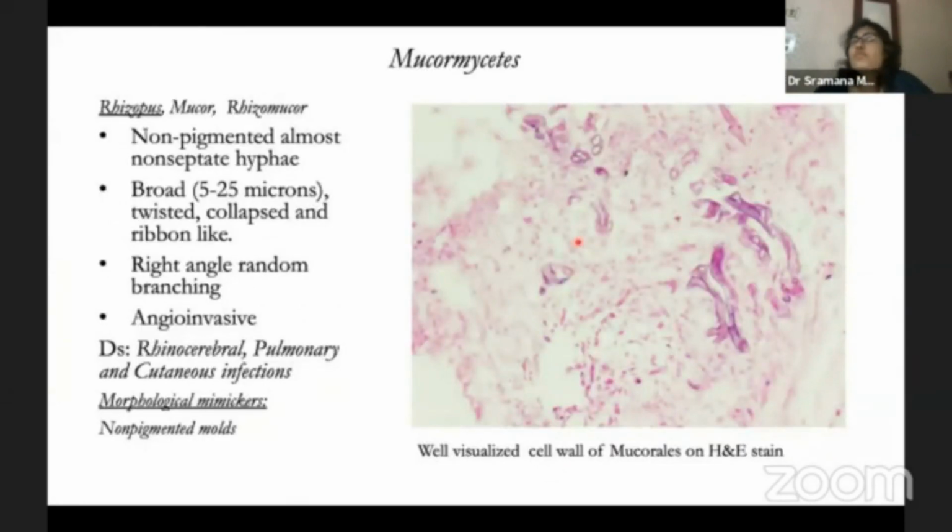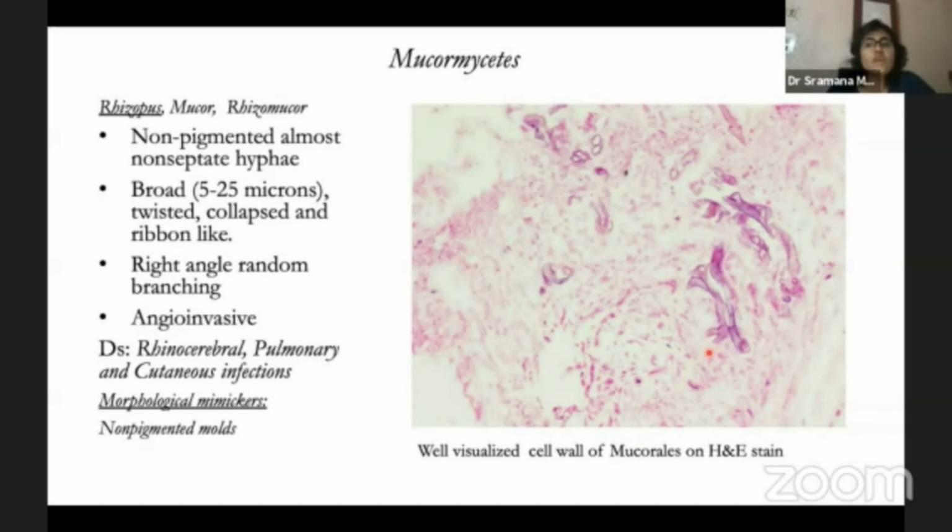Now coming to mucormycetes. These are also hyaline fungi, very, very important right now in the COVID pandemic situation. If you look at this H&E stained section, the fungal hyphae are like they're popping out. You can see very twisted, irregular fungal hyphae. There is hardly any septation, just one or two here, and there's no dichotomous branching. A little bit of budding is out here. There's some branching here. But this is an H&E stain.